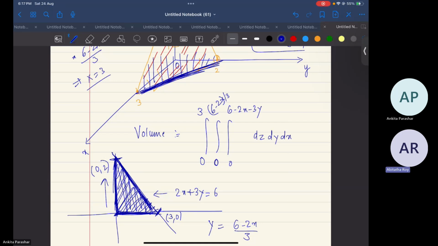Could we repeat one thing? How did we get the limits for y?